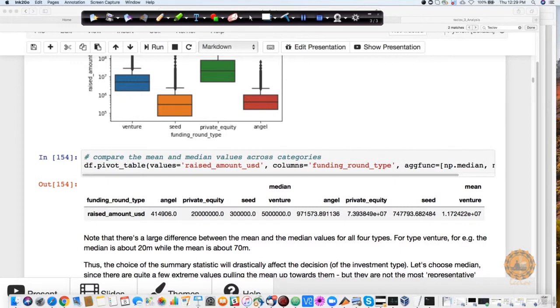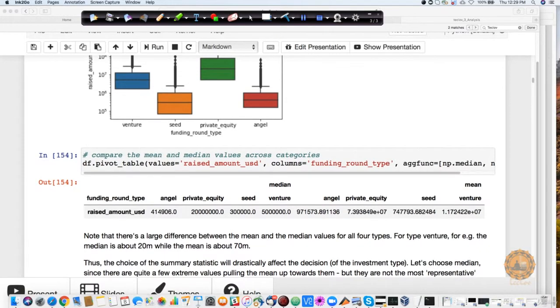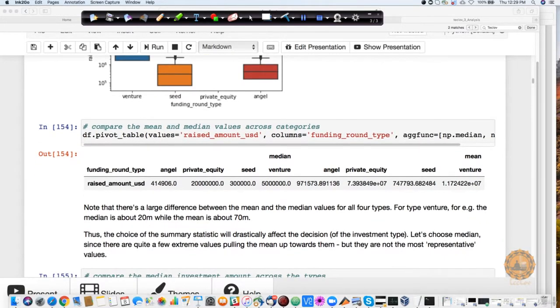One more thing we can do is compare the mean and median values by creating a simple pivot table. Here we have created this for the median part. You can see that for angel, this is the median value. For venture, we have about 5 into 10 to the power 6. Similarly, this is 10 to the power 6, but the right hand side is your mean value, and anything here is the median value.